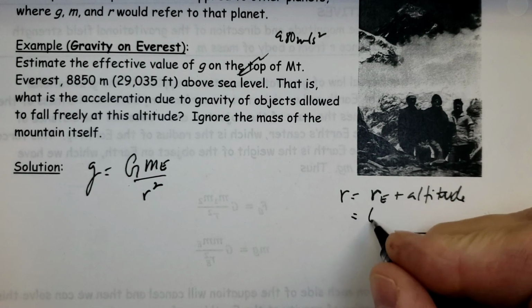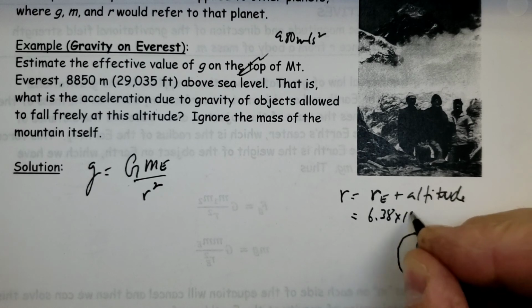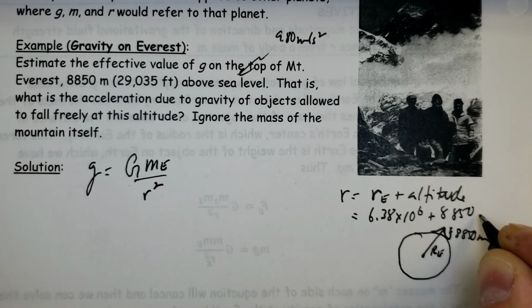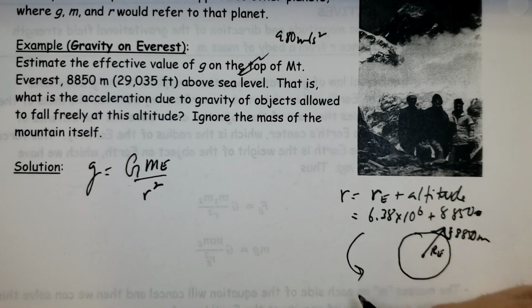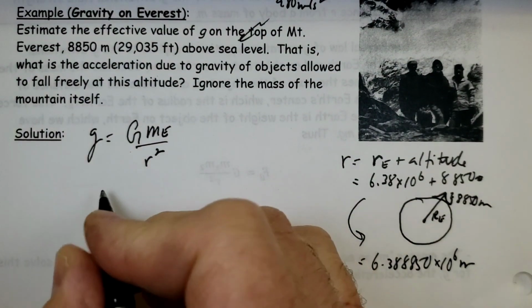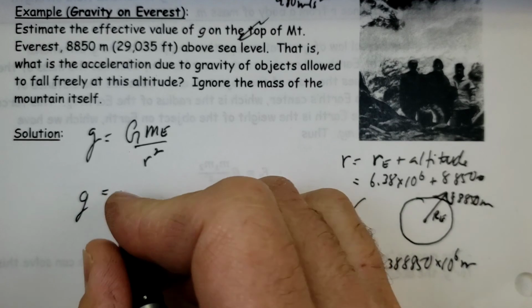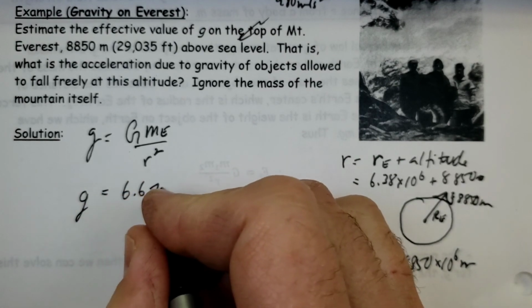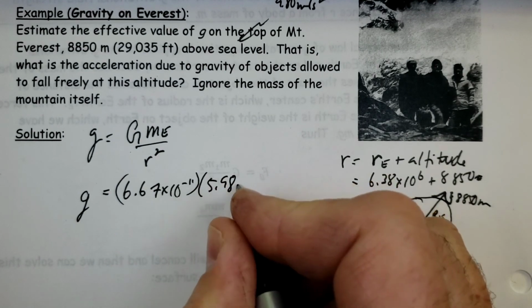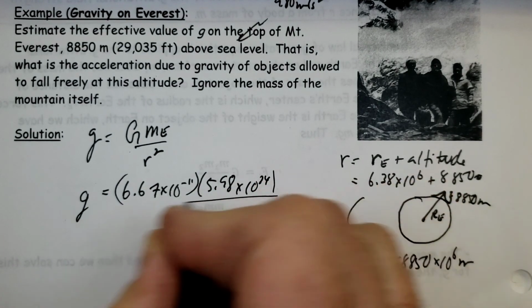So the radius of Earth, 6.38 times 10 to the 6, plus the 8,850. That's going to give me a total of 6.38850 times 10 to the 6 meters. So it adds a little bit onto that. Not a huge amount, but a little bit. So big G, 6.67 times 10 to the minus 11. Mass of Earth, 5.98 times 10 to the 24.